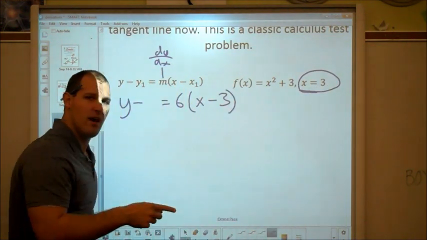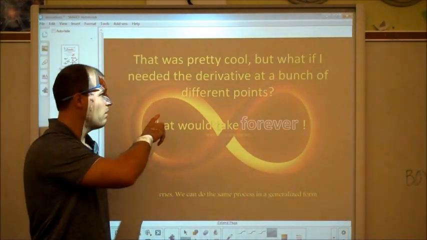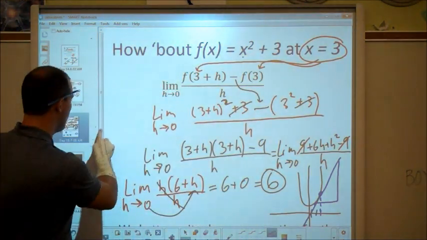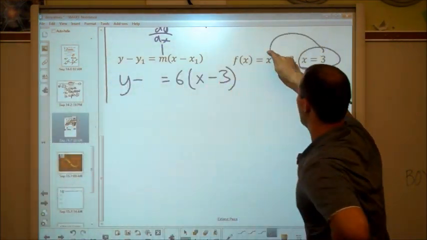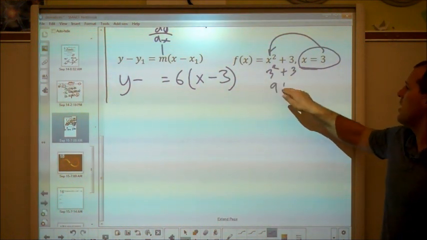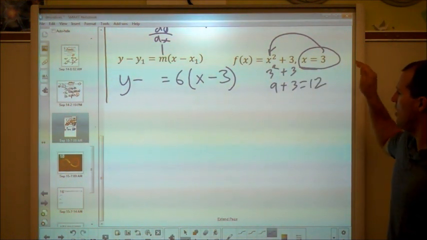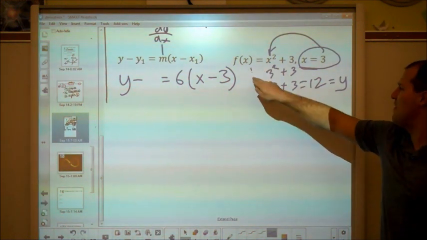And then if you know an x value and you need a y value, that's all we need. What can you do? Well, we need to plug in our x value. So I'm just going to drop a little 3 right in there. No big deal. That says 3 squared plus 3. That's 9 plus 3, and I think we know that's 12. And that is my y value, or my f of x value.